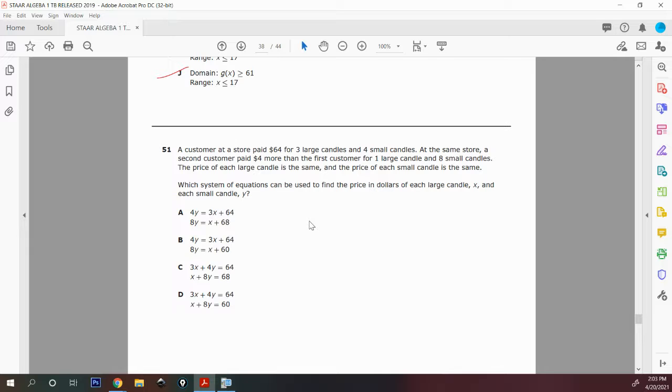All right, so he paid 64. If he paid 4 more, that's going to be 68. So I can get rid of B because it has a 60. I can get rid of D because it has a 60. Which system of equations? Okay. So he bought 3 large, 4 small. He bought 1 large, 8 small. Seems reasonable. He paid a total of 64. He paid a total of 68. So that is my answer.